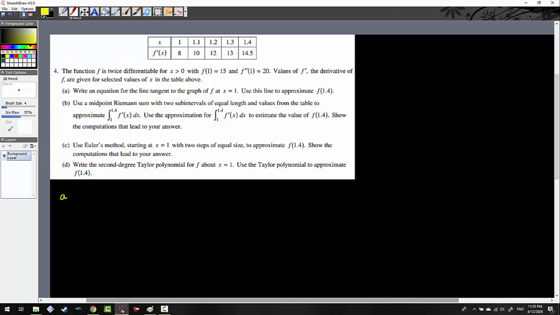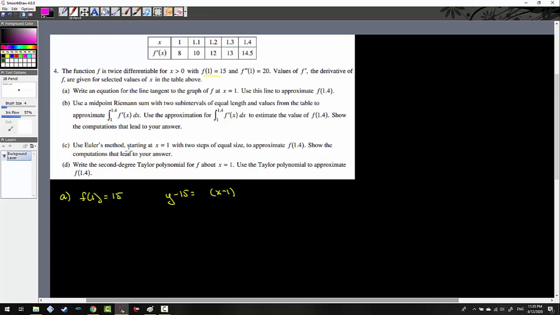Part A, pretty basic AB style question here. They're asking us to write the equation of a tangent line at x equals 1, and then we'll do some linear approximation. So hopefully this is pretty much second nature to you by now. But if I'm going to write the equation of f at x equals 1, I better identify that f of 1 is equal to 15. So that allows me to say that y minus 15 is equal to some type of x minus 1.